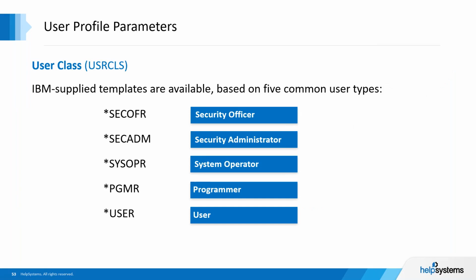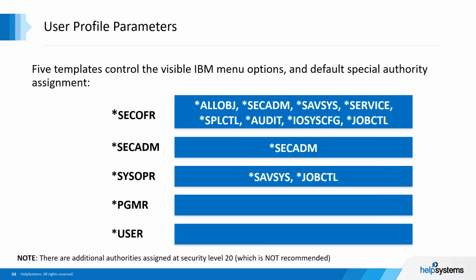The first one is the user class. This is an IBM supplied definition of the type of role this user fulfills. It doesn't talk about order entry or warehouse shipping. It's simply the role to the server. Is the person being created an application user? Are they a developer or programmer? Are they a security officer? And there's 5 predefined templates. You can't add to them, but you can certainly leverage those and customize them, because really the main influence of the user class is which special authorities are being granted.